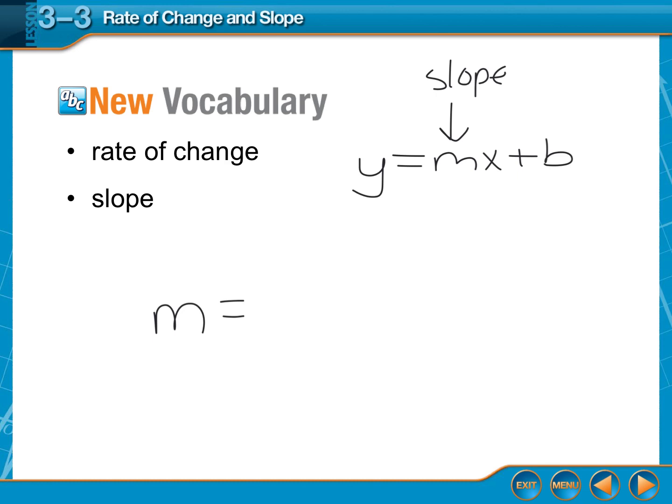Okay, so today we're talking about rate of change and slope. Here is our slope-intercept form. Today we are specifically talking about the m, or the slope. Rate of change is the change in y over the change in x. What that means is going from coordinate to coordinate.